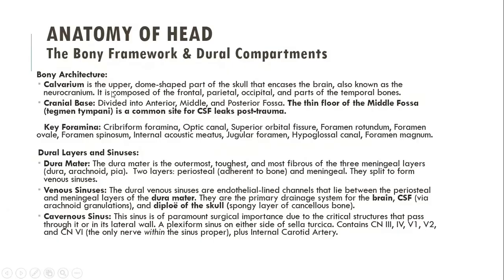So the anatomy of head basically includes the bony framework and dural compartments. Now what is the bony architecture in the head? It basically has the calvarium, the cranial base, and key foramina. Now, what is calvarium? It is the upper dome-shaped part of the skull that encases the brain, also known as the neurocranium. It is basically composed of the frontal, parietal, occipital, and parts of the temporal bone.